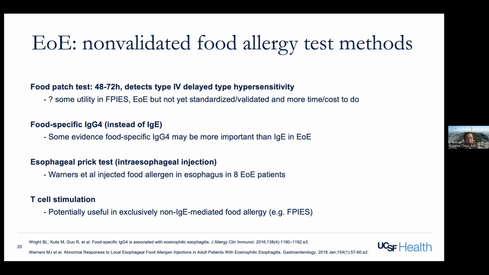There's some other testing that's been done, but certainly far from ready for prime time in any sense of the word. This is intraesophageal injections or esophageal prick testing, which sounds a little bit crazy, but that's exactly what was done in one study by Warners et al. in 2018. They injected a food allergen into the esophagus of 8 patients with EOE during EGD, and then went back later and looked at how much inflammation was at the sites of those food injections, to determine maybe what the problematic etiology of their EOE might be.